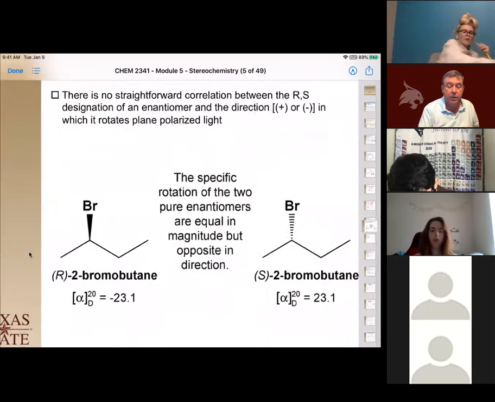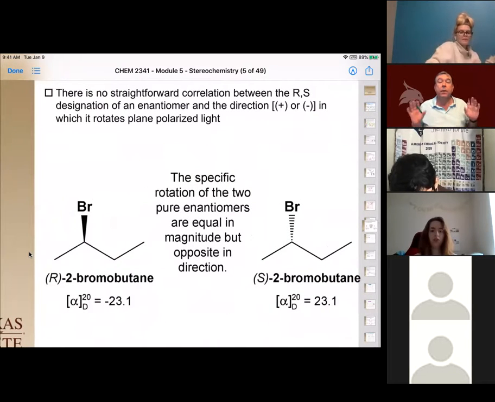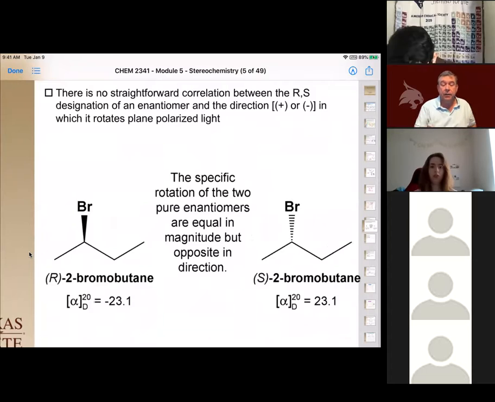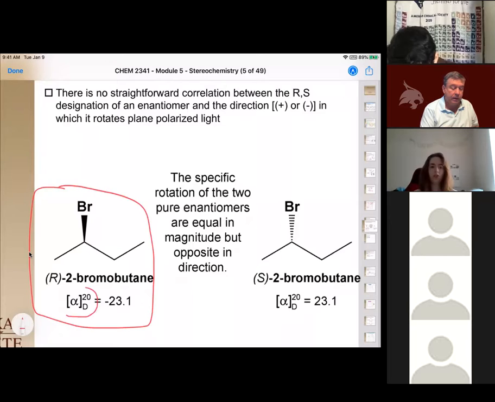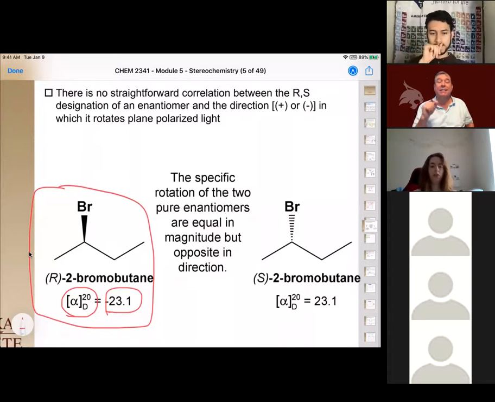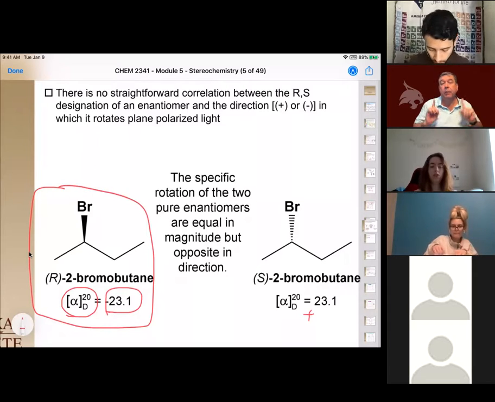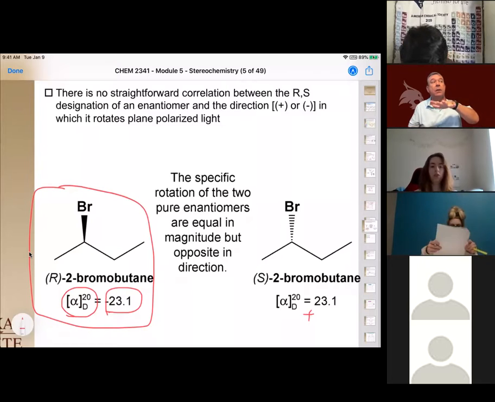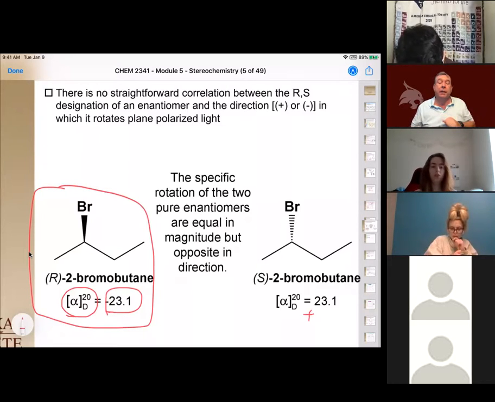So like I said before, there's no straightforward correlation between R and S and whether or not it's plus and minus. But what is true is if we have a pure enantiomer here and we measure its specific rotation as negative, which means it's counterclockwise, at 23.1 degrees, then its pure enantiomer is going to be exactly the opposite. It's going to be plus 23.1 degrees. So it's rotated the light clockwise. Okay. So that's if they are pure. Okay. And that's because the molecule that's rotating counterclockwise is the only one available. And so it can only rotate that way.